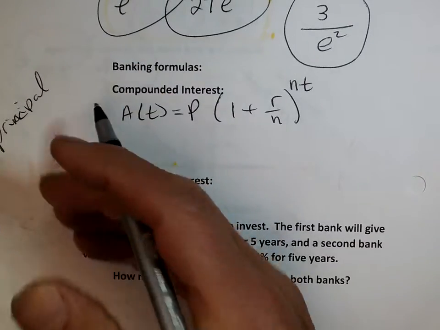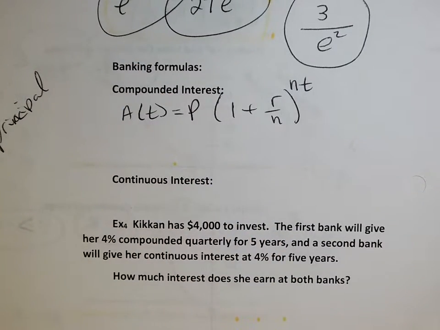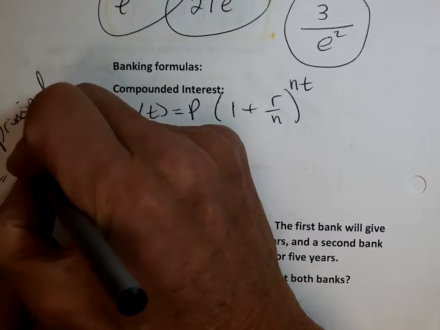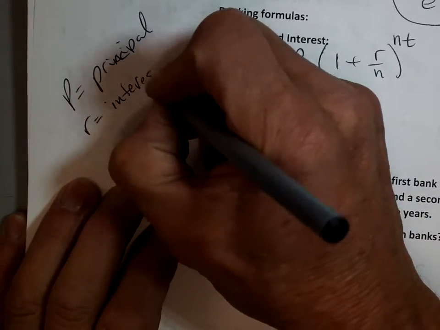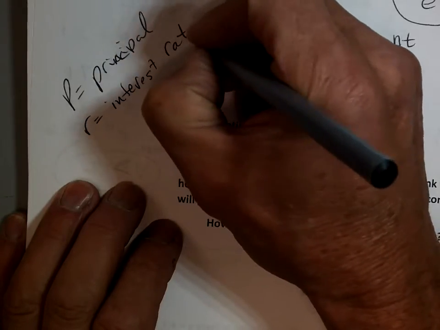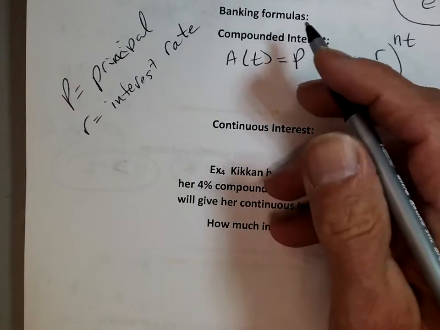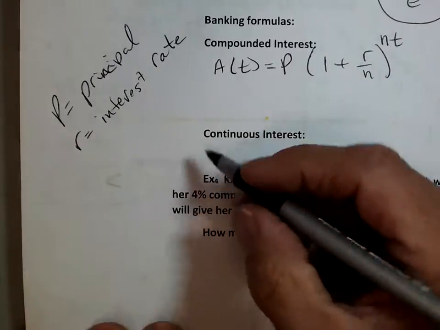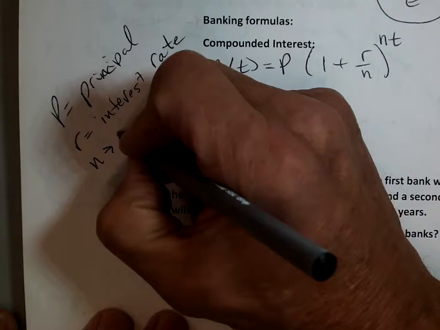It's how much money we put in the bank. It's our beginning amount. Our R is an interest rate. Oftentimes, we have to move the decimal 2 places because we get it as a percentage, right? N is the number of times a year.